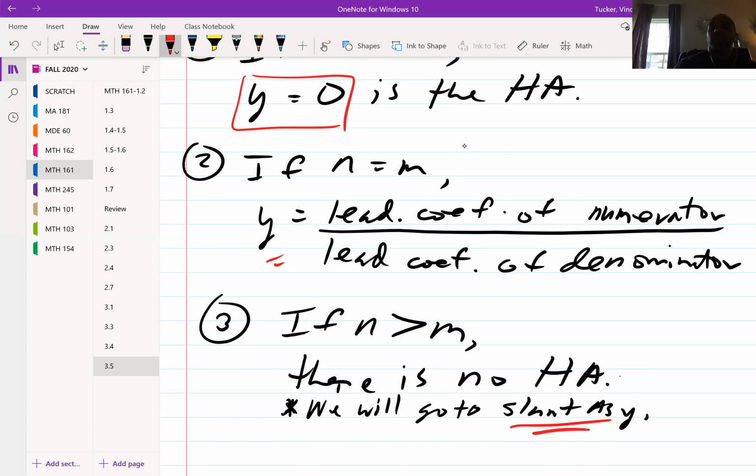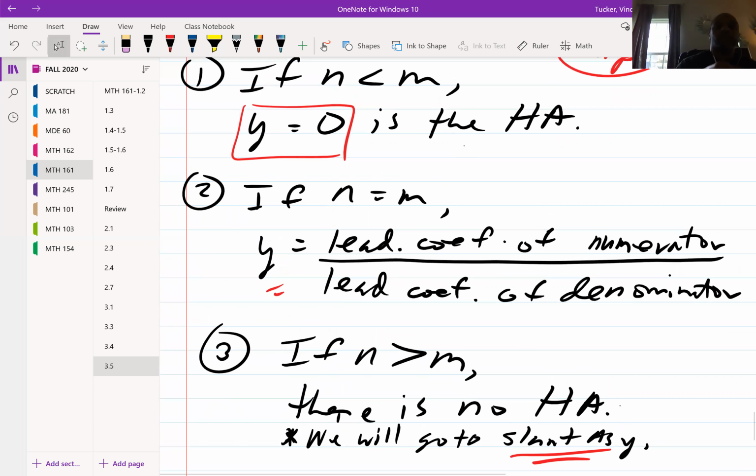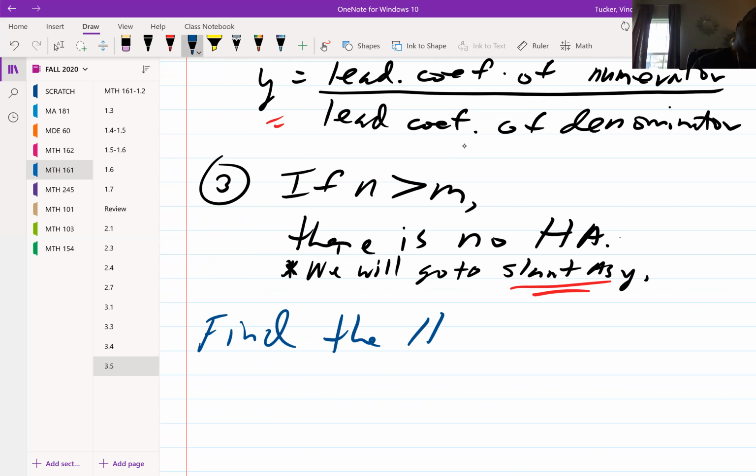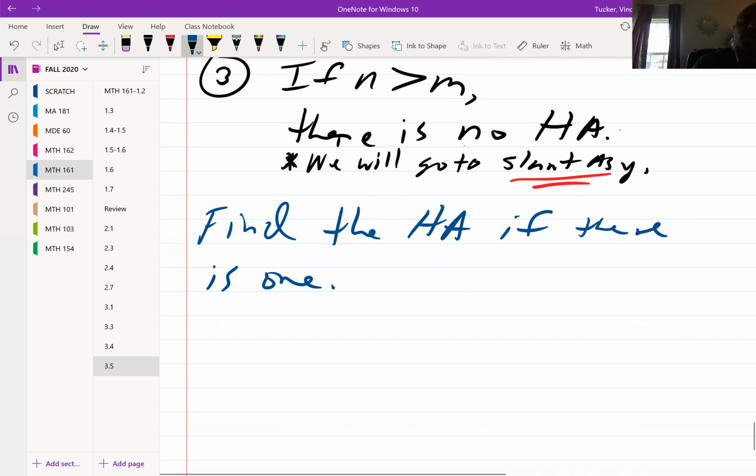All right. Questions before we try it? All right, so let's try this out. Find the horizontal asymptote if there is one.